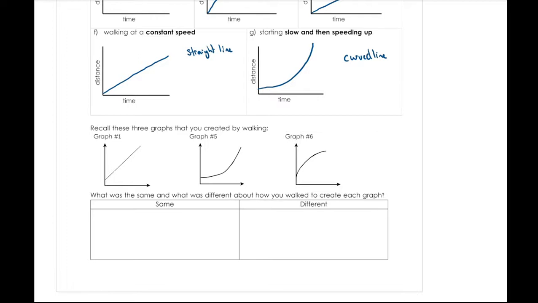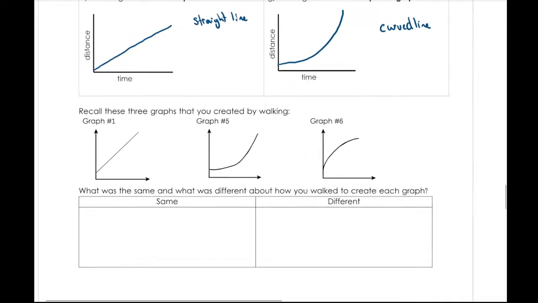So let's recall. If you created these three graphs, or you look back at the investigation that we just did, what's the same about these ones? The same is that we're moving away from the start, or from the motion detector, whatever you want to call it. That's the key thing. You're moving away from the start.